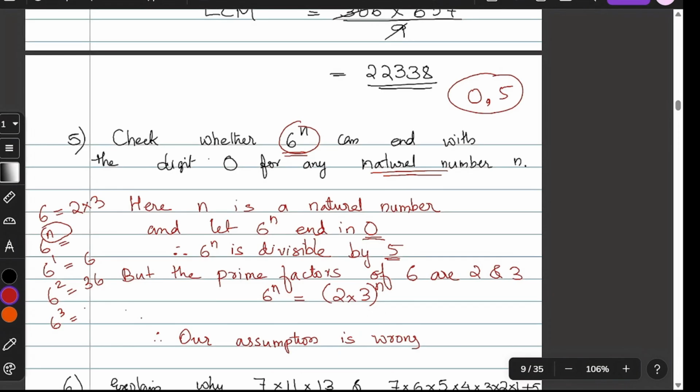What was my assumption? Here, n is a natural number. I assumed that 6 raised to n ends in 0. This was my assumption, and I proved here that my assumption is wrong. Correct? So 6 raised to n is not going to end in 0.